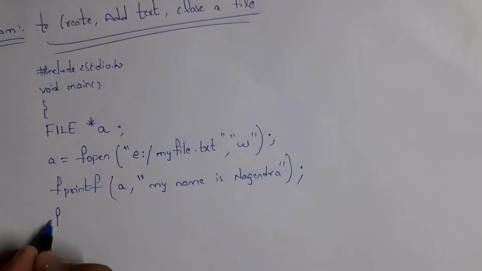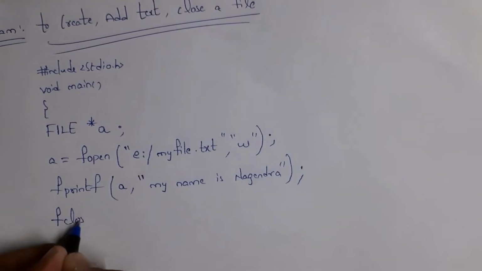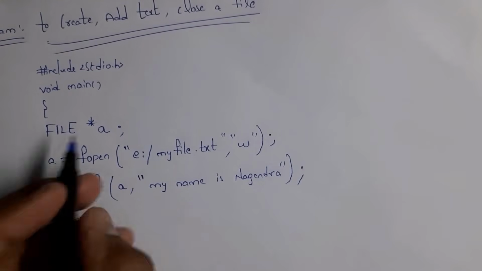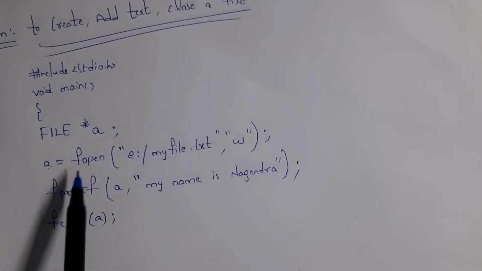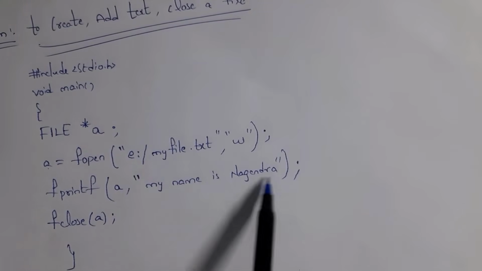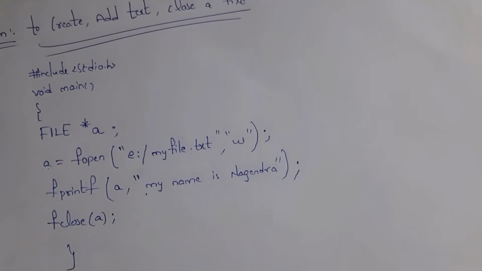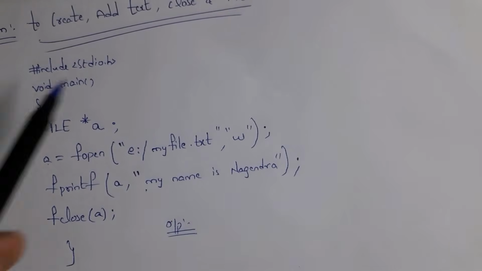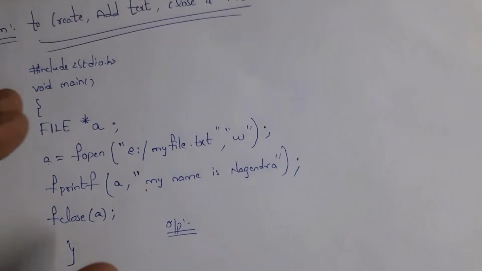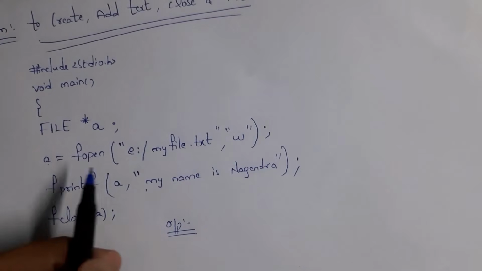So write here fclose and write the address here. Address is A and then close bracket. This is how we create a file, we add text to the file and then we close the file. Whenever you run this program, you do not get any output here, but it will create a file in local disk E.